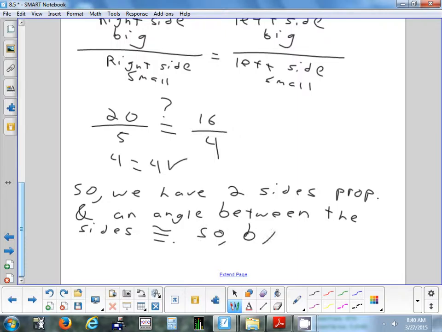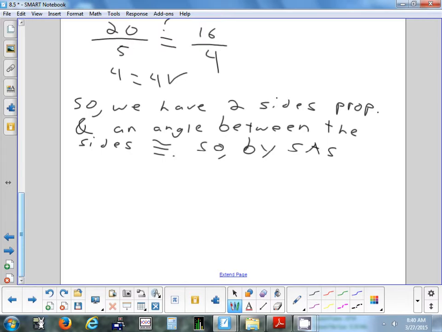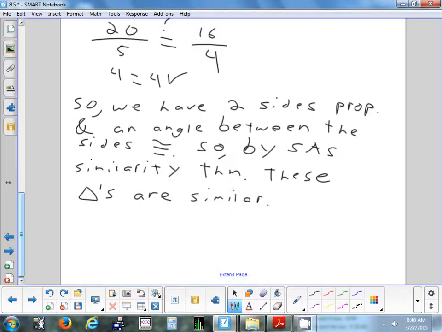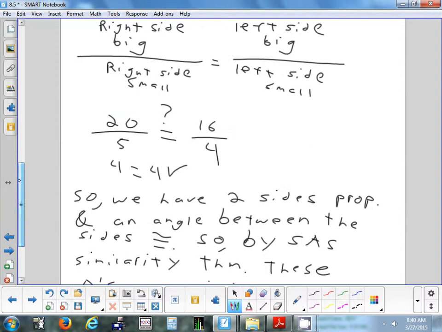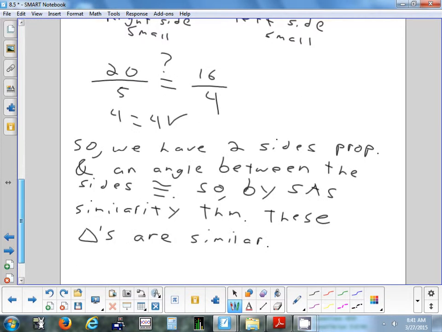So, side angle side, make sure you say similarity theorem, not congruence. So by side angle side similarity theorem, these triangles are similar. Okay, so we use side angle side. Any question on that?